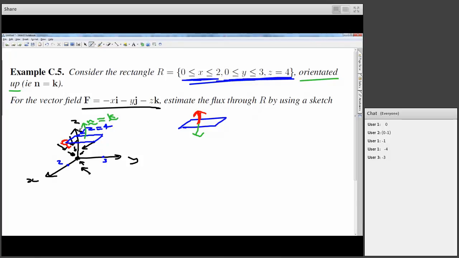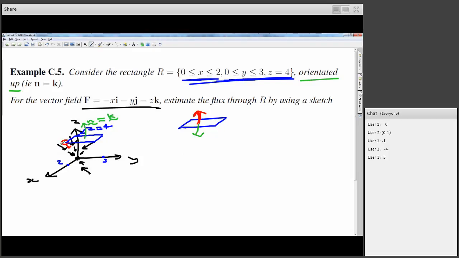I use little n to always refer to the unit normal, so a normal of length 1. If I have normals which don't have length 1, I'll use capital N. I will use that later on. Okay, so that's the unit normal.